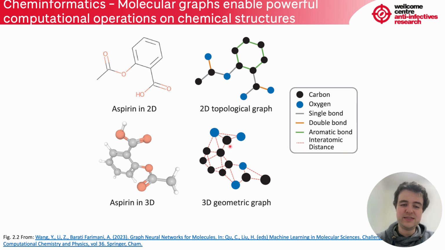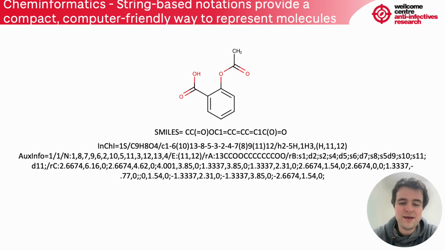We worry about the interatomic distance, so we can see here that we have an additional sort of edge information. We have the distance between nodes here, and we can of course combine the 2D topological graph with the 3D geometric graph. However, it's important to note that this starts to encompass 3D information which the 2D topological graph usually would not. So molecular graphs are very, very useful to be able to store and manipulate chemical information.